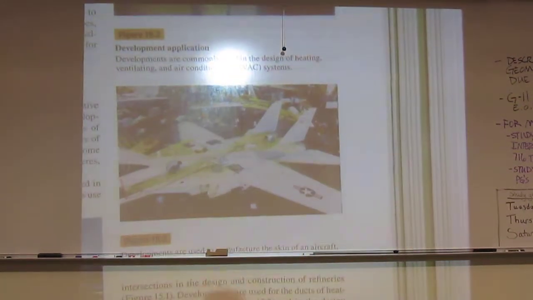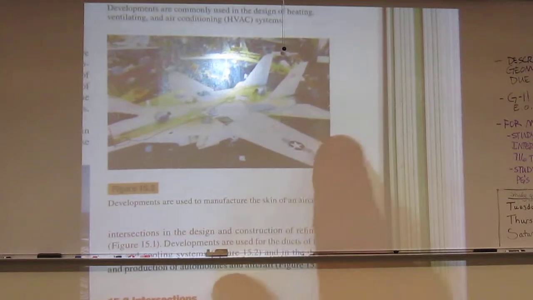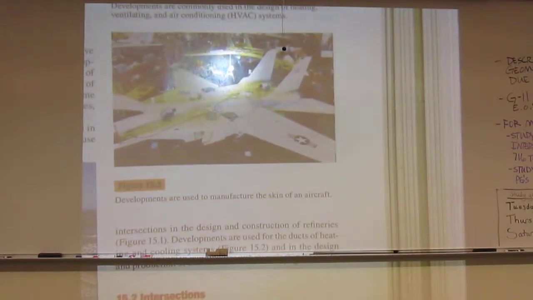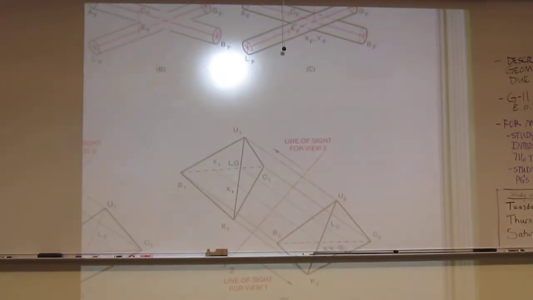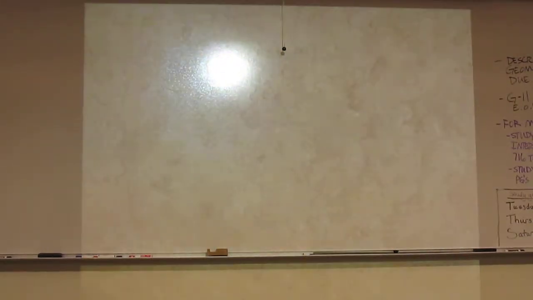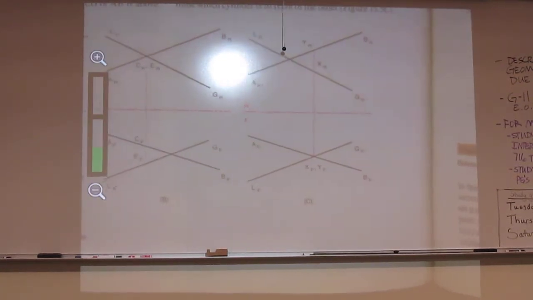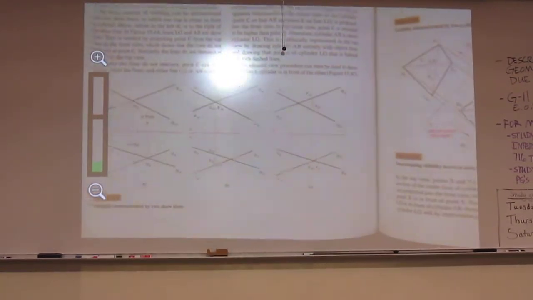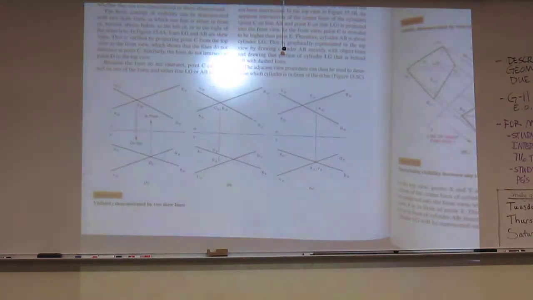They give you, on 15.3, this is an example of a development where we have a warped surface like these wings. We do 2D drawings of those, but we'll get more into that tomorrow. So let's look at the process. So page 718. This is establishing visibility, or which items are closer to us.